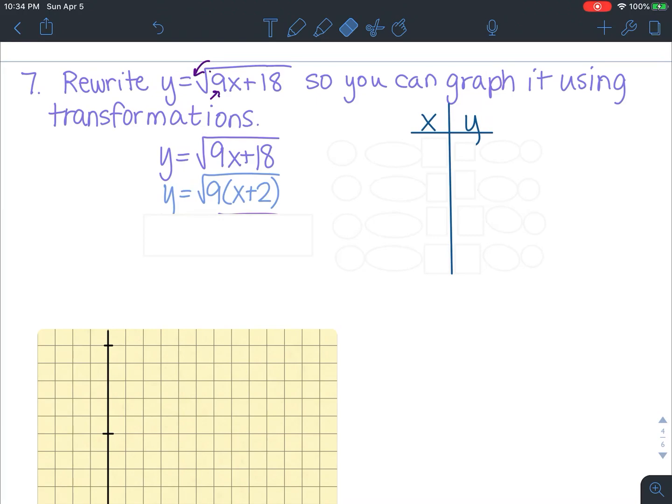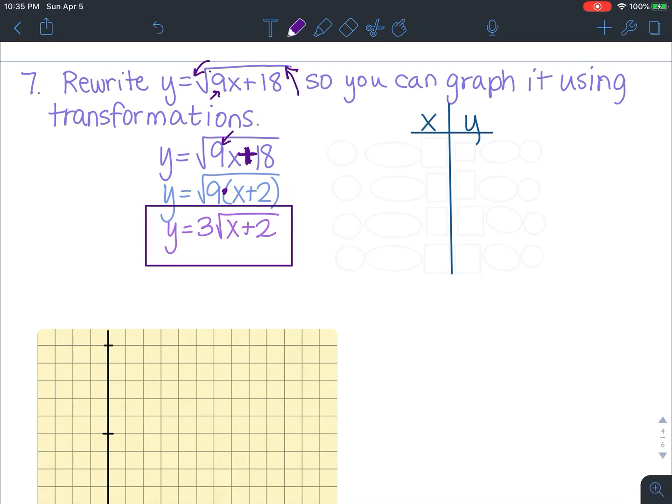But can't we take the square root of 9? I mean, we can. We can't do it up in this first step because of this addition here. You can't take anything out of the square root if there's addition. But now it's multiplication, so you can take the square root of 9 and get 3. And now you have this equation, which is a little bit easier to deal with.